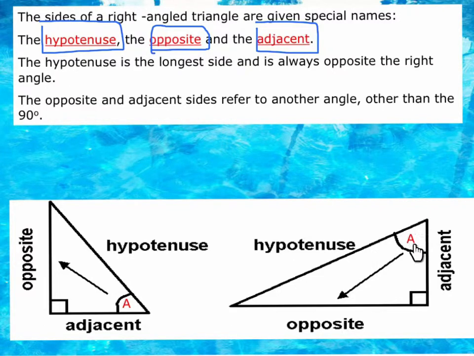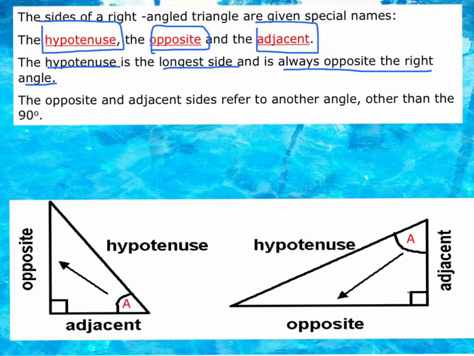Let's take a look at this one. You're focusing on this angle A. Adjacent is the side that touches the angle A, or it's right next to the angle A. And the opposite is opposite angle A, and that's this side right here. And notice that the hypotenuse is the longest side, and it's always opposite the right angle.